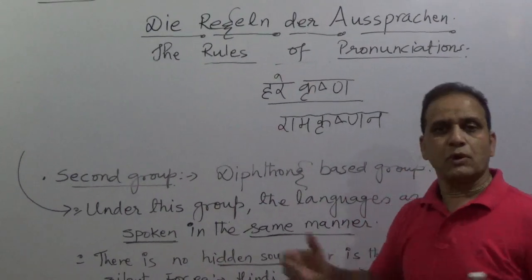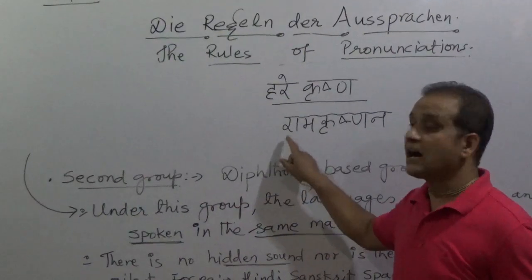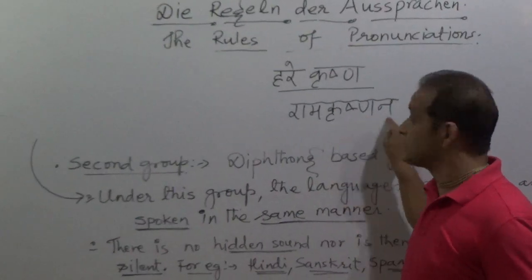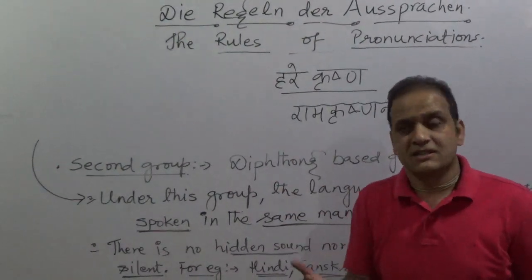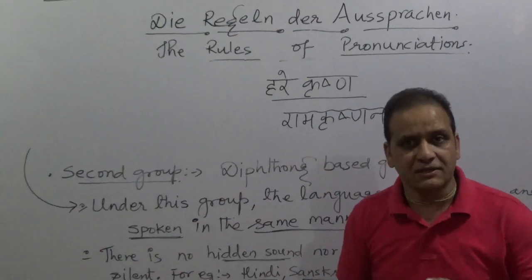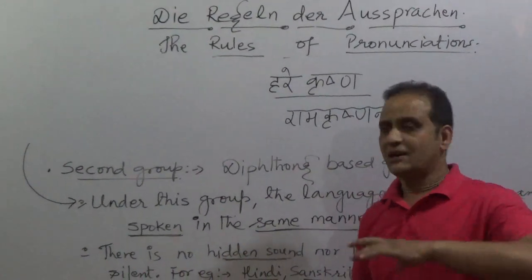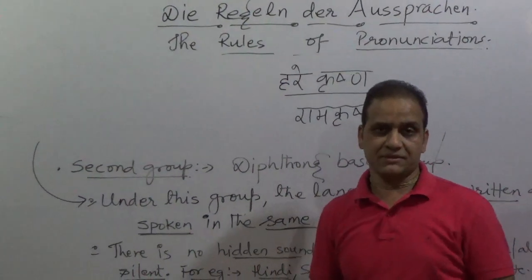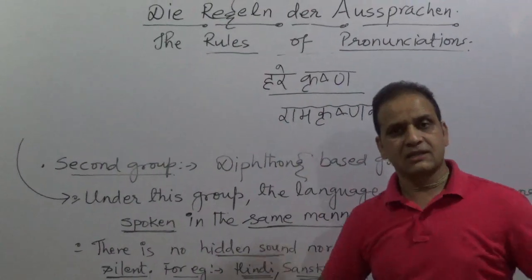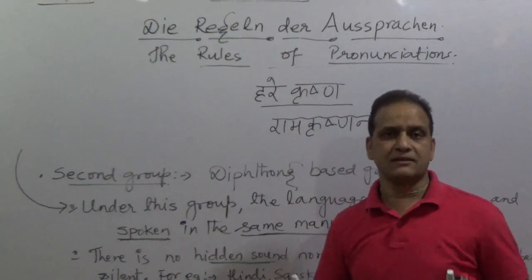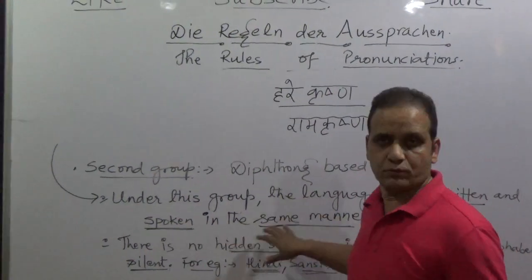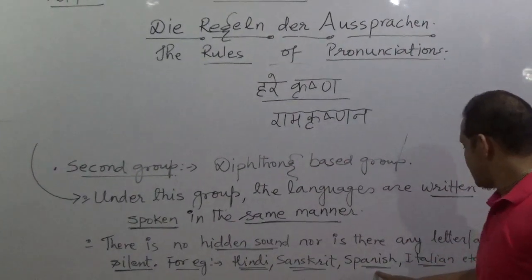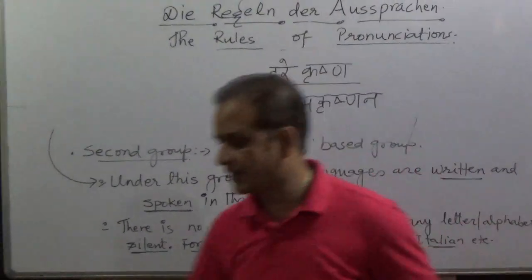how will you read it? Ram, Krishna. You have not left any alphabet here. Everything I have written, you have read. Such types of languages are called phonetic based languages. Hindi, Sanskrit, Nepalese, almost all Indian languages come under this group. There are some European languages also which belong to this group, like Spanish and Italian.